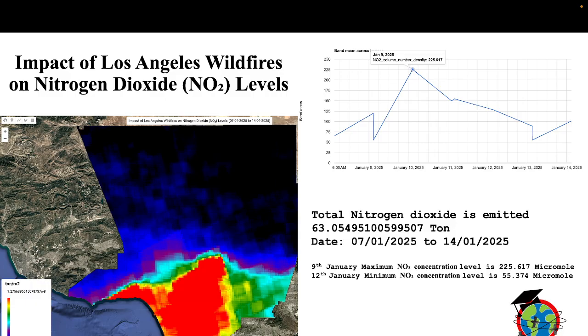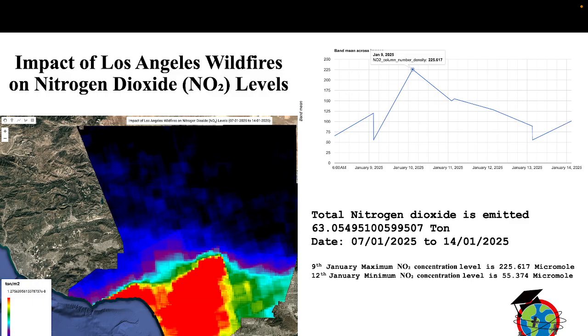So here we find out that total nitrogen dioxide emitted is 63.05 ton between the time period 7th January to 14th January, and the maximum concentration level of nitrogen dioxide is 225.617 micromole on 9th January, and the minimum nitrogen dioxide concentration level is 55.374 micromole on the 12th January.